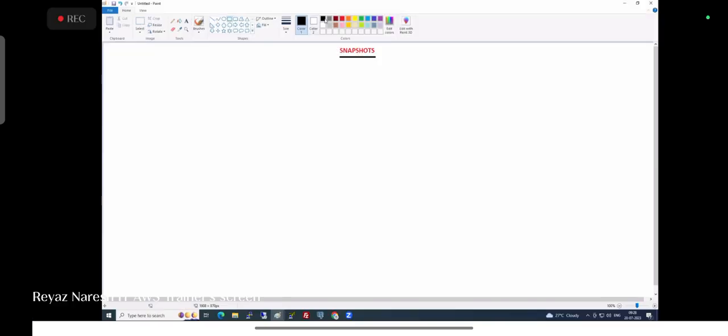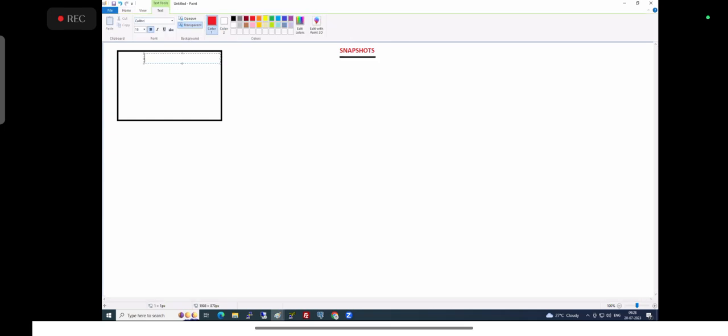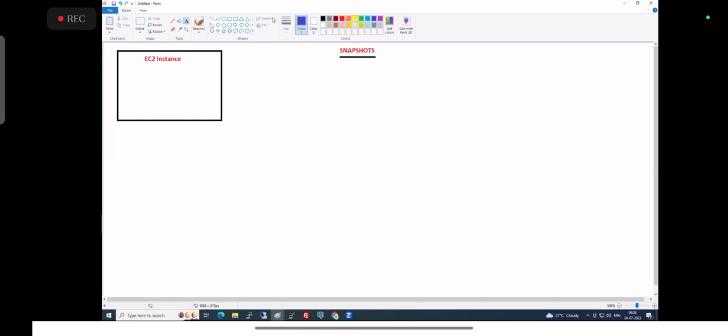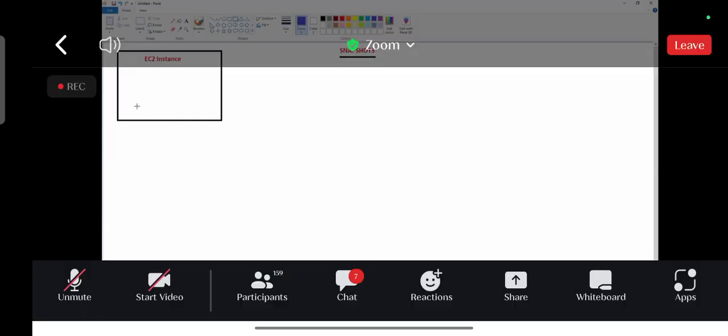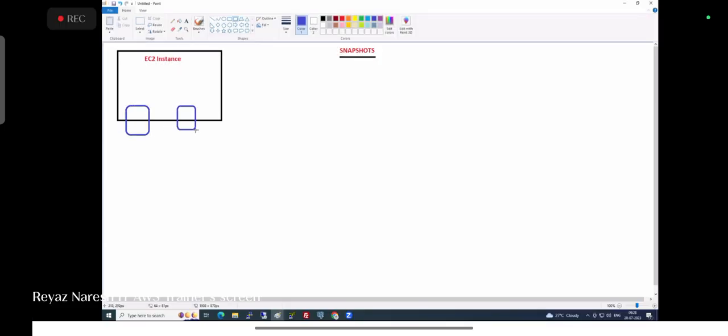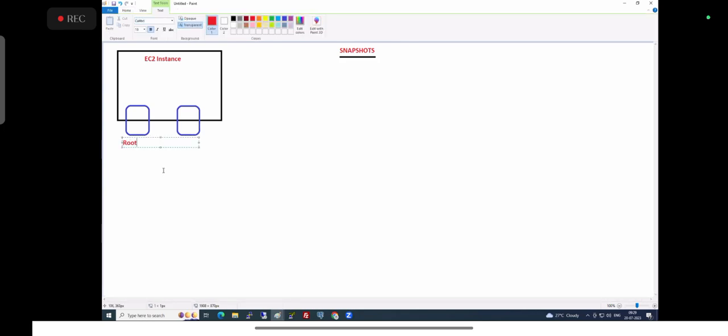Let's jump into it. Let me take a real-time example. This is the EC2 instance, and this EC2 instance has volumes. It has a root volume, and this is an additional volume. This is root, and this is the additional volume.